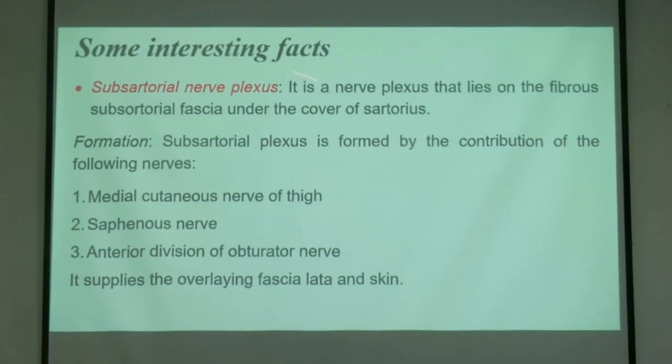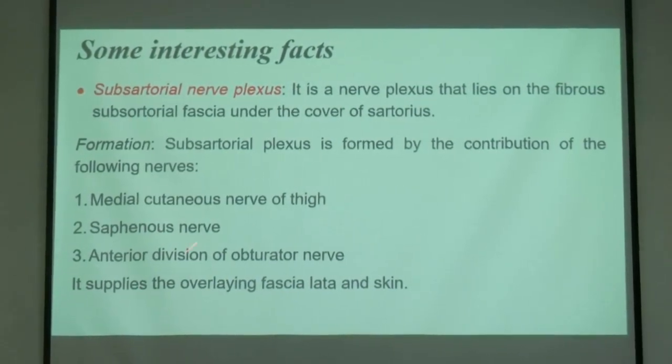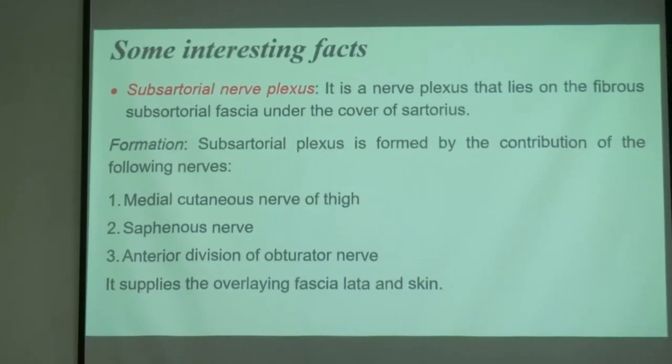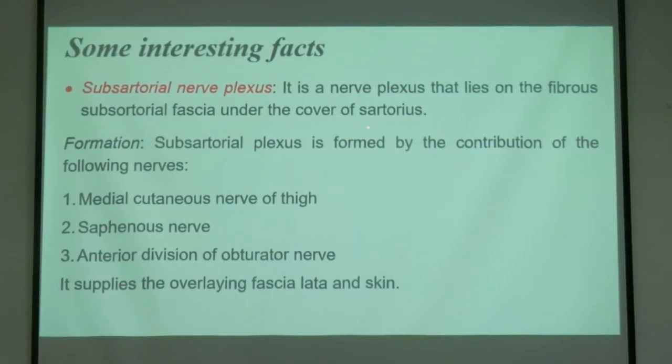Okay, this is very important. This is very frequently asked in your OSP or Viva. Subsartorial plexus, nerve plexus, how is it formed? It is a nerve plexus that lies on the fibrous subsartorial fossa under the covering of the sartorius.